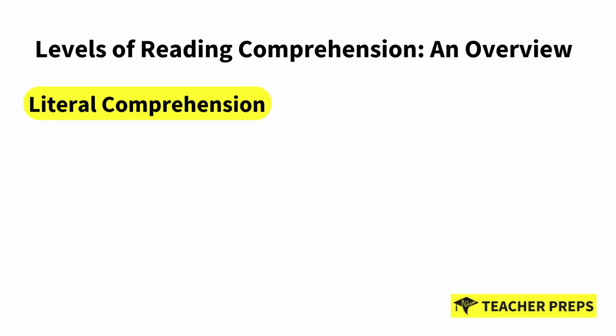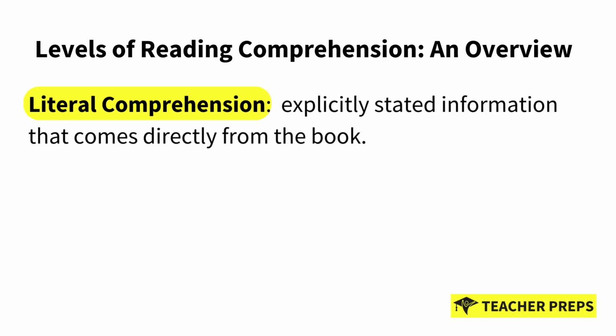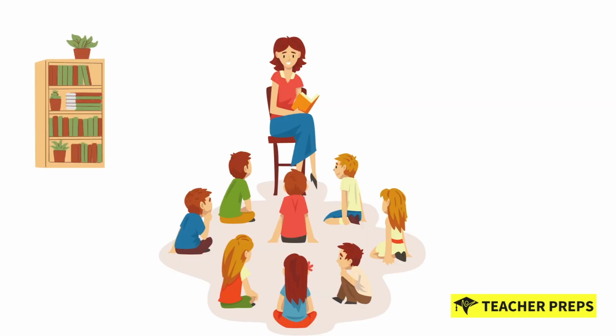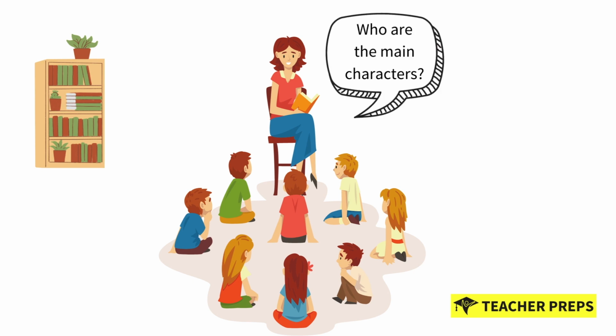Here, students learn to grasp explicitly stated information that comes directly from the book. For example, while reading a short story, a teacher can ask questions like, who are the main characters? What happened at the beginning of the story? In order to gauge students' literal comprehension.